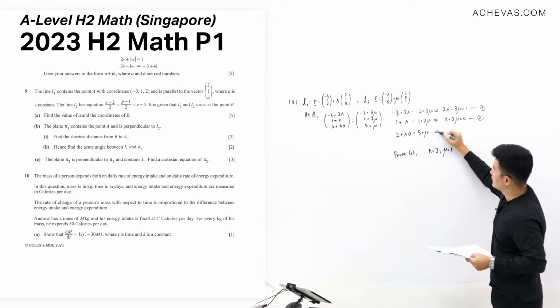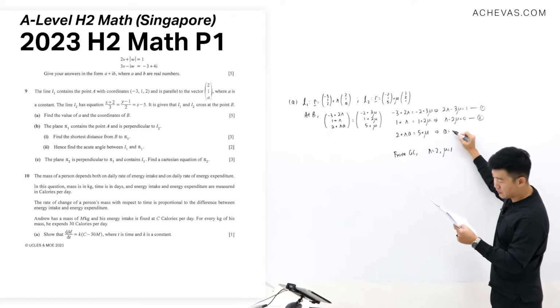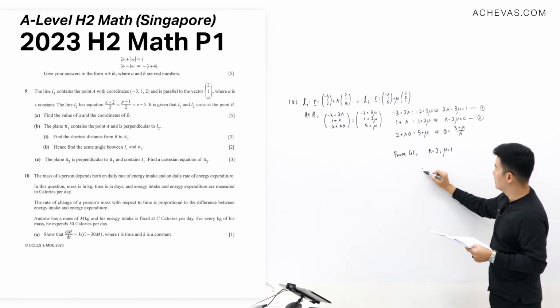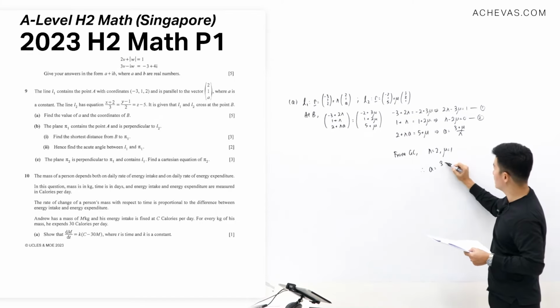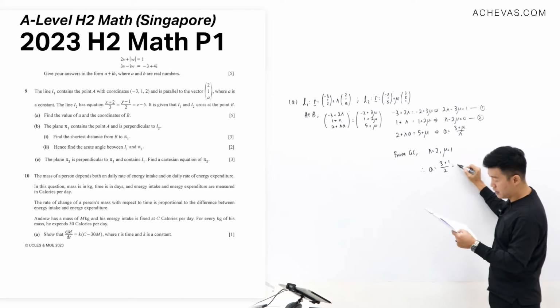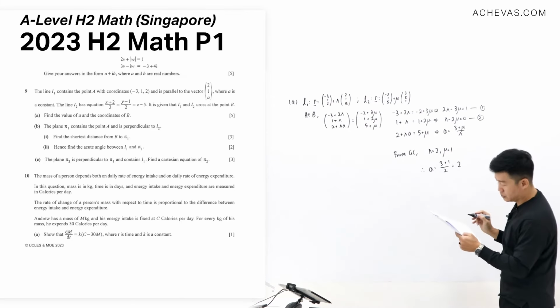Based on this, if I make A the subject of this equation, A is going to be 3 plus mu over lambda. So we can already solve for A by substituting these two values back into here. So it's going to be 3 plus 1 over 2. A is going to be equal to 2.